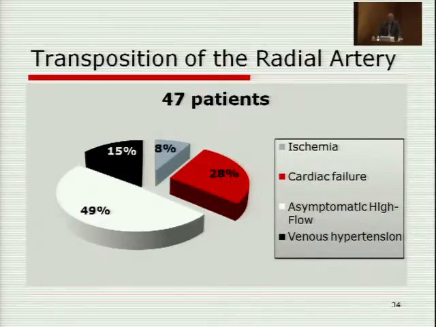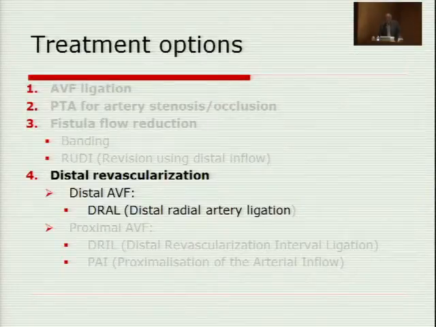We published about that on 47 patients, and only 8% were treated with this operation for distal ischemia. There was 28% cardiac failure, 49% asymptomatic high flow, and 15% venous hypertension.